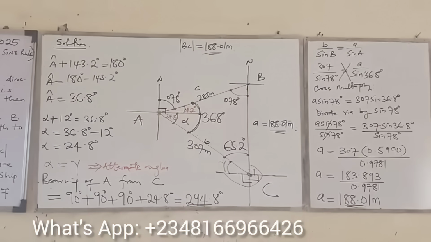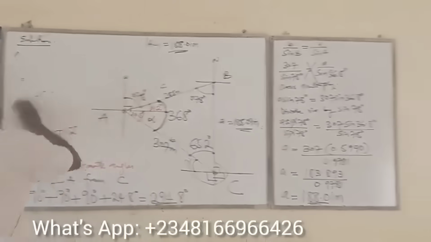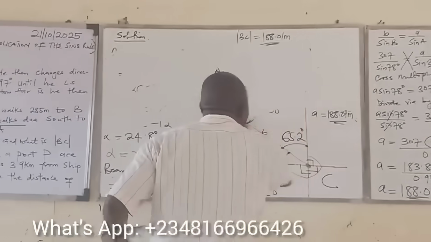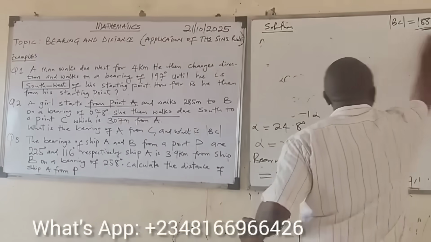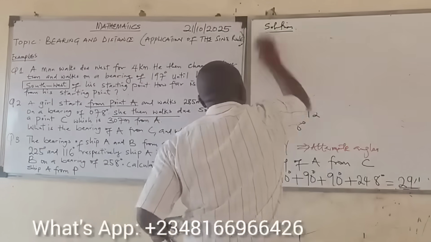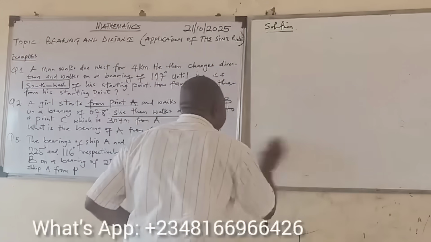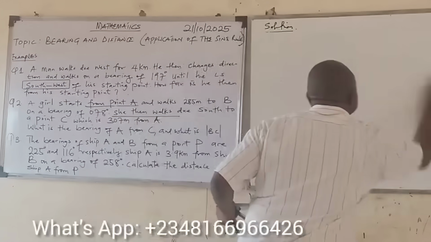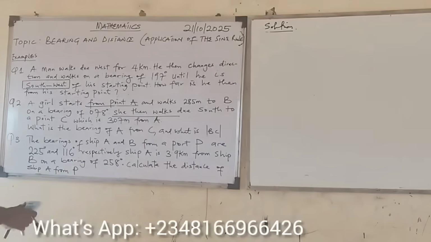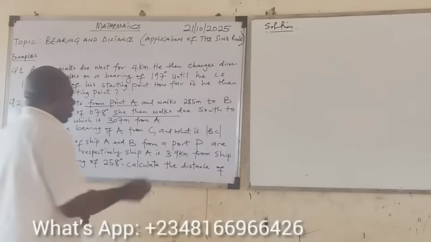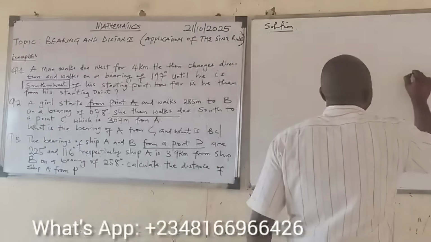Now we are moving straight to question number 3, the last question. All we're doing here is the application of sine rule to calculating distances and bearings. Now let's do question number 3. Here they said the bearings of ship A and ship B from, please let's take note of this word, from port P. So now it means this is what we have.